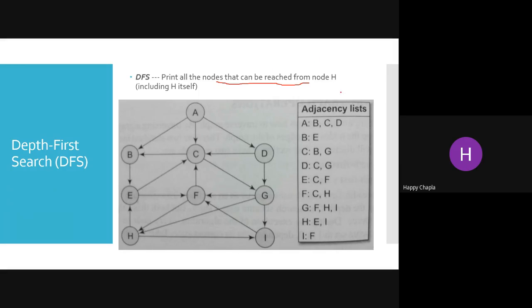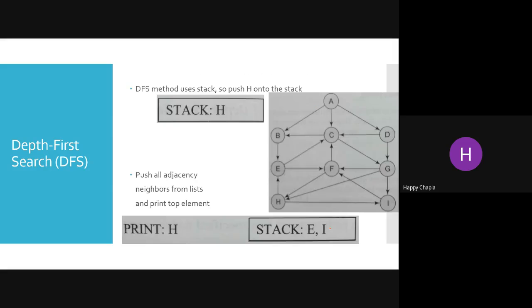First of all, we must create one adjacency list. In an adjacency list, we are making a list of the directly connected nodes of a particular vertex. Now, if we have to start with H, then we first need to see the adjacency list of H, that is E and I. So we must put that E and I into the stack.